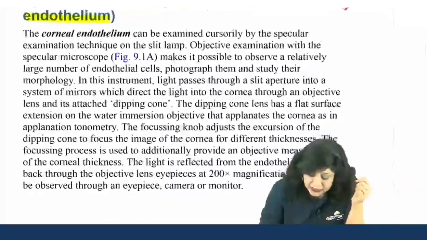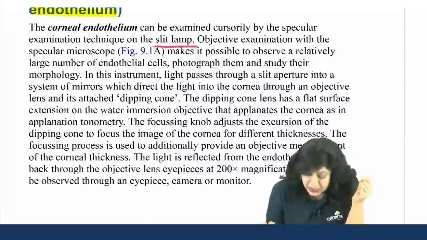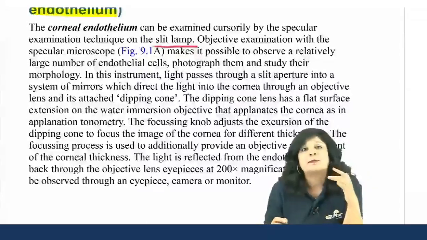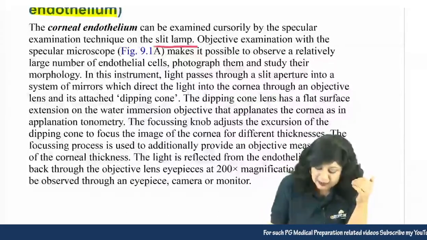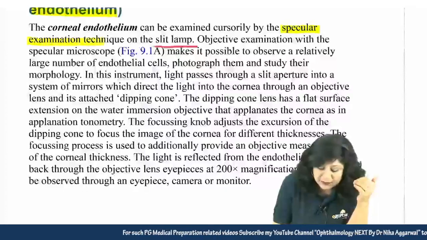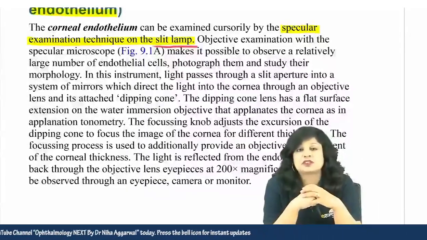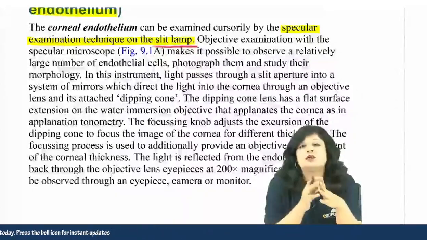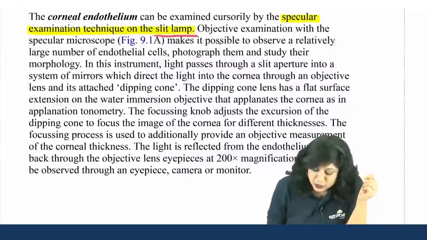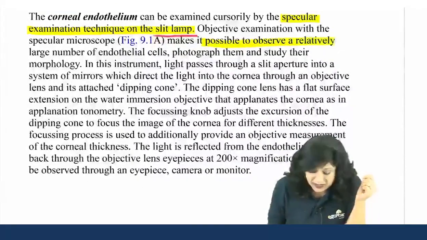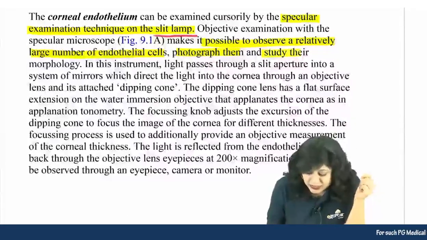Now the corneal endothelium can be examined cursorily by the specular examination on the slit lamp. If you don't have the specular microscope, you can also do it under the slit lamp examination. For that you have the specular examination technique on the slit lamp. If you do not know what the specular examination technique is, you can first look at the video of the slit lamp. Objective examination with the specular microscope makes it possible to observe a relatively large number of endothelial cells, then photograph them and also study their morphology.